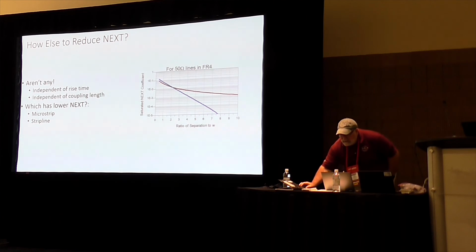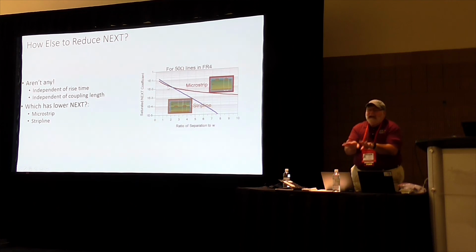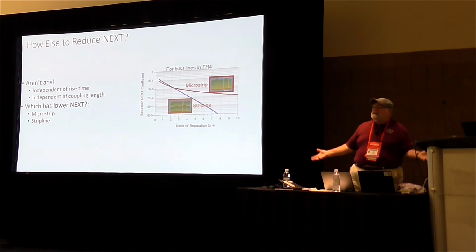Surprisingly enough, in these two, the blue is the strip line and the red is microstrip. That says that at close spacing, strip line has more near-end crosstalk than microstrip. You have to pull them far enough apart in order to decrease the near-end crosstalk. How far apart do you have to go? Well, how much crosstalk is acceptable?